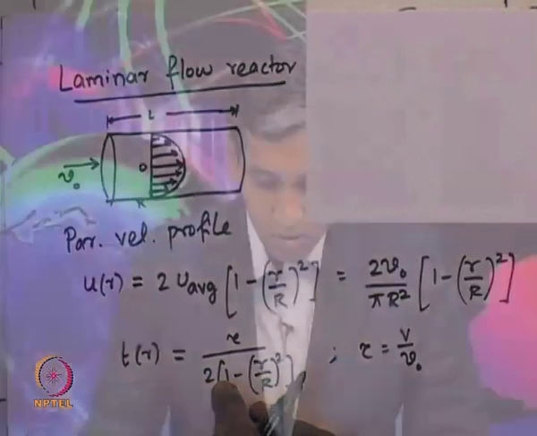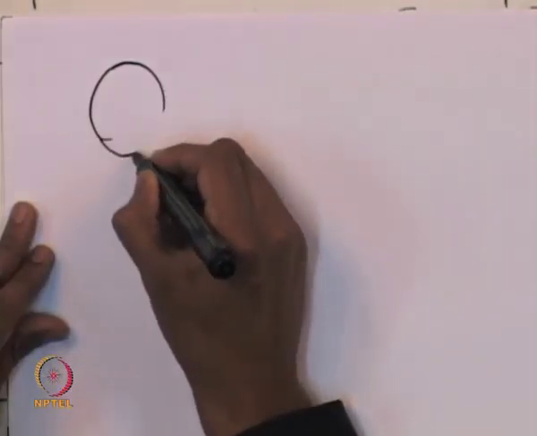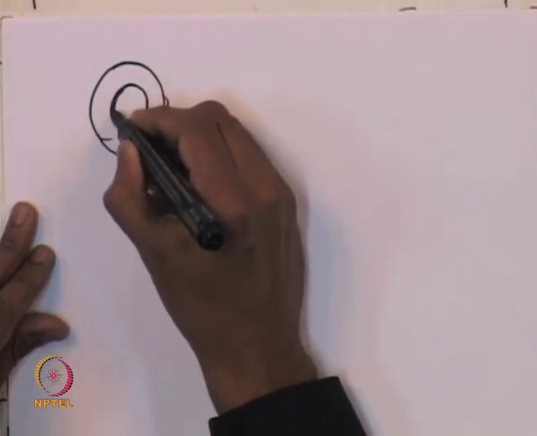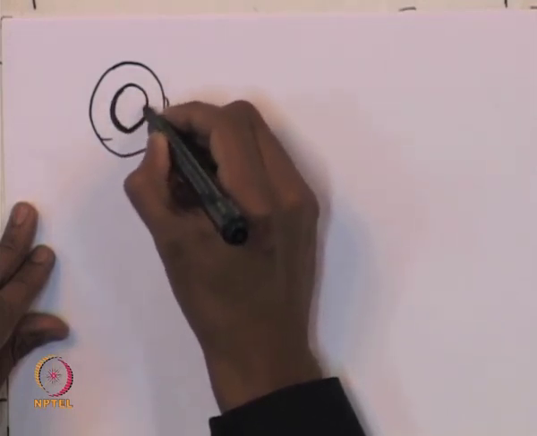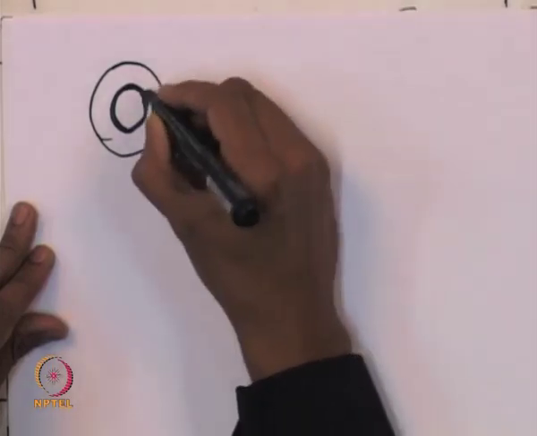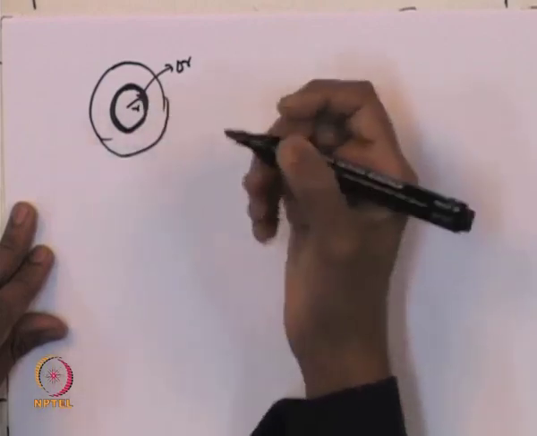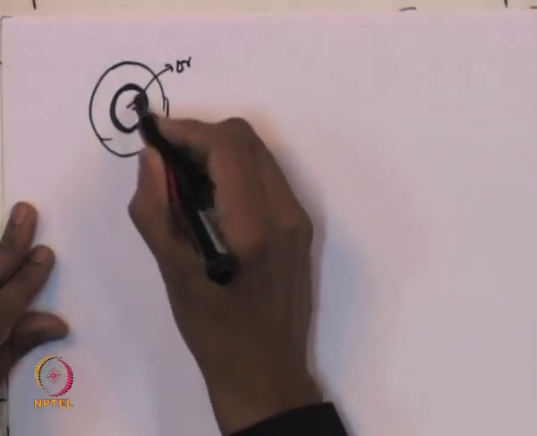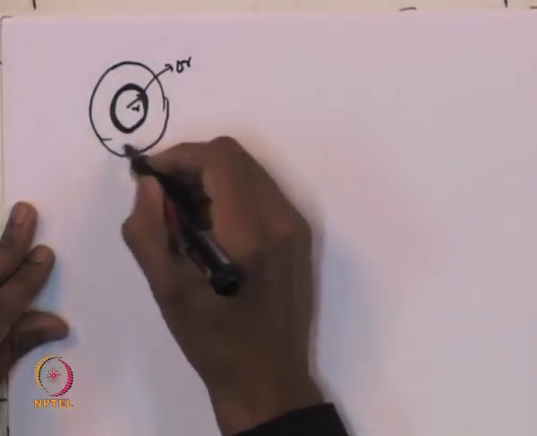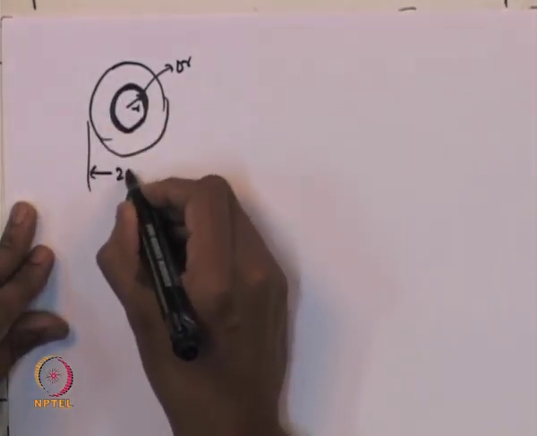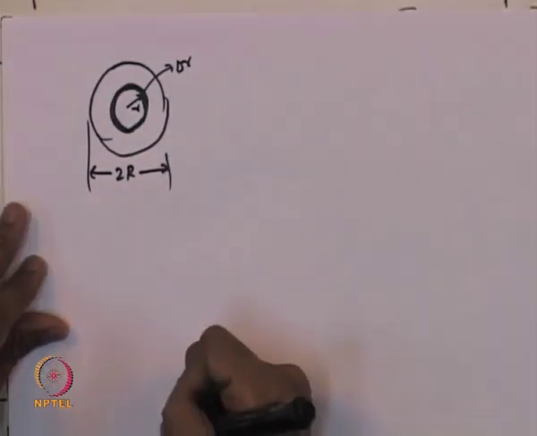So, now let us look at a particular cross section. If at any radial location we identify a small thickness of delta r, and this thickness is located at some r location, the inner radius will be r of this element and the outer radius will be r plus delta r, and the diameter is given by 2 R, where R is the radius of the tube.